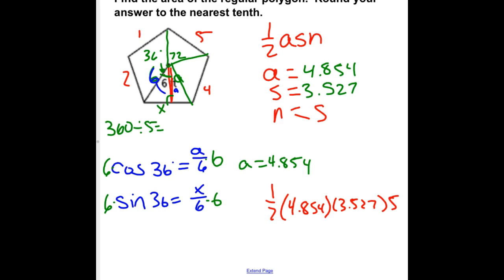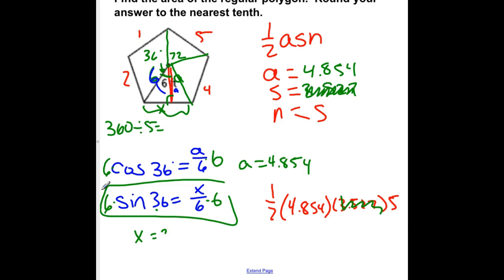However, you have to be really careful because what we found right here in this sine, and I wrote it down for s, is actually not the side length. It's actually half. To get that entire side length, we need to take what we get here for x, which is 3.527 when we went 6 sine of 36, and we actually need to remember to double that to get the entire side length. So take that and times it by 2, and we get something more like 7.054. That's our side length. And that's what we want to use in our formula.